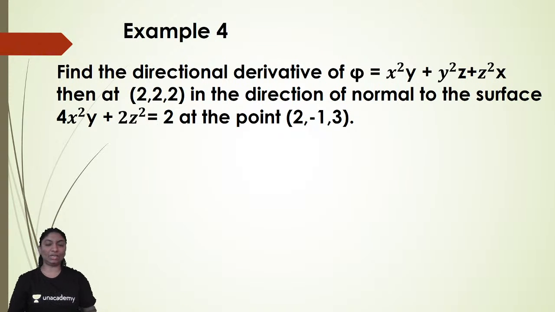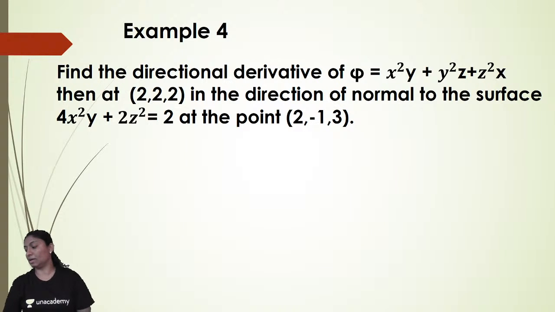Find the directional derivative of phi equal to x square y plus y square z plus z square x, at the point (2, 2, 2), in the direction of the normal to the surface 4x square y plus 2z square is equal to 2, at the point (2, -1, 3).